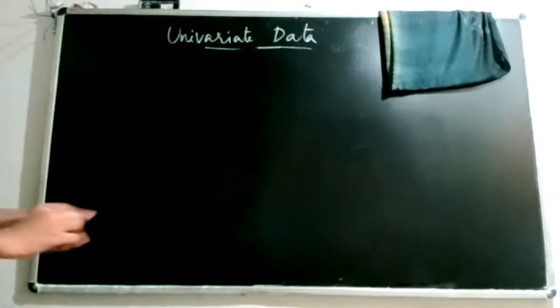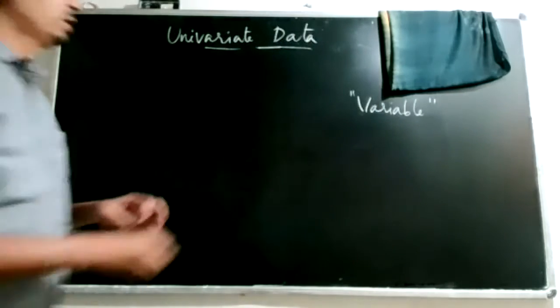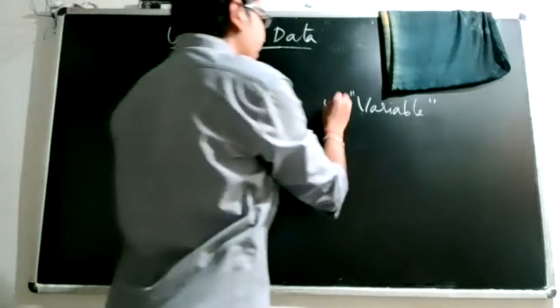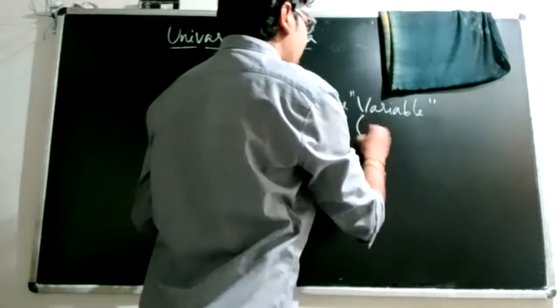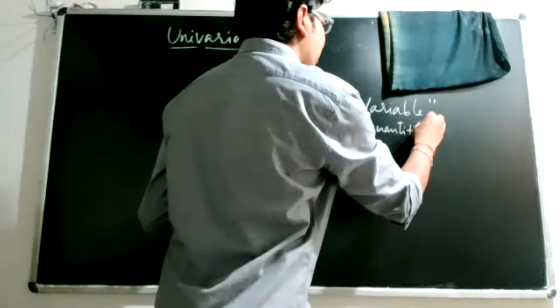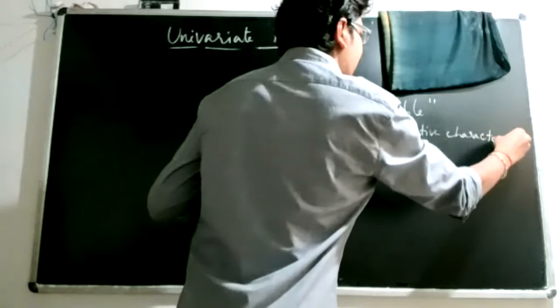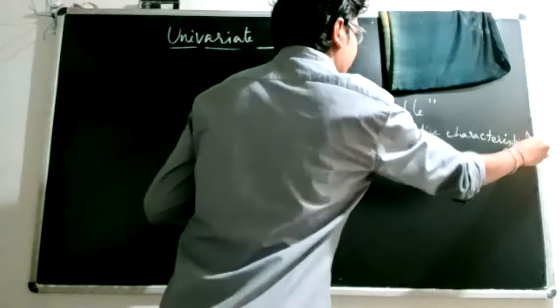Statistics helps in quantifying the data. So certain assumptions or requirements here: we are talking about only one variable. And when I say univariate data, we are talking about one variable. What is a variable? A variable is a characteristic which could be expressed in terms of numbers. So statistically, it is called a quantitative characteristic.